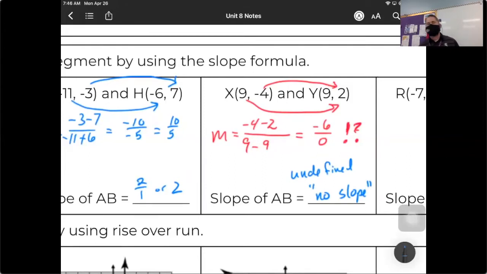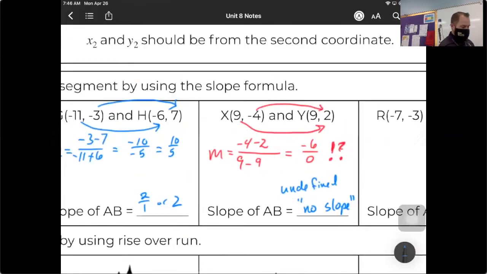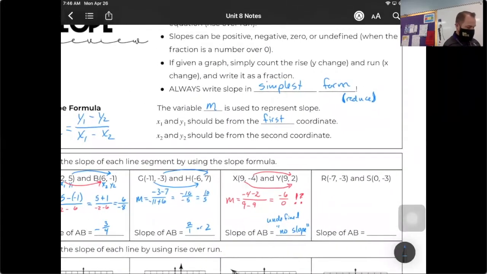No slope is not the same as 0. No slope means undefined. That's one of our possibilities here. Slopes can be positive, negative, 0, or undefined. That's what we just got.